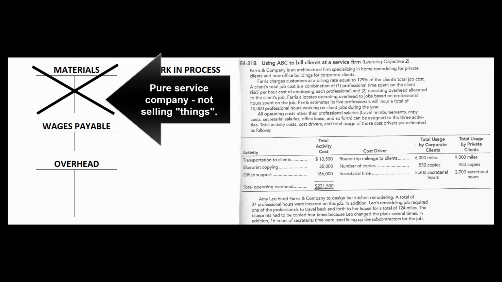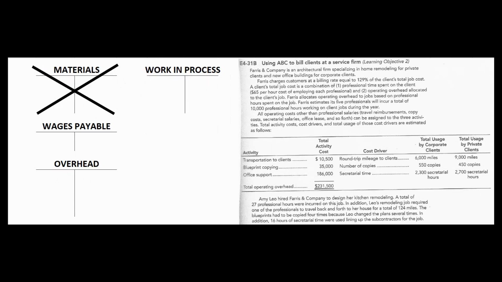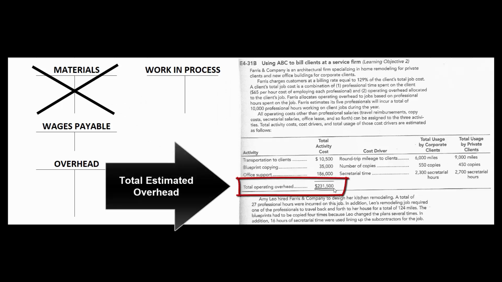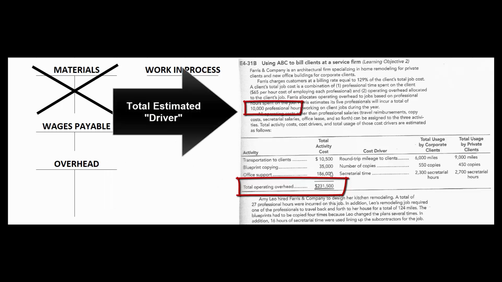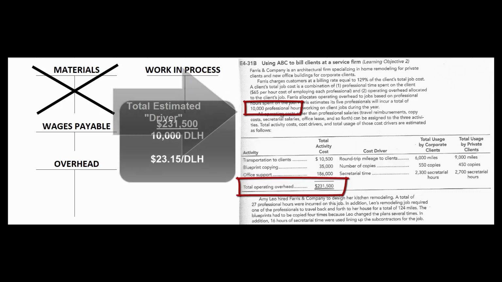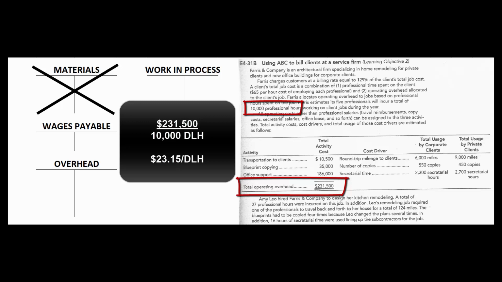If we're just using one rule for one account called overhead, we'll look at the total operating overhead, $231,500. That's the estimated number for the year. And we'll look at our driver, which in this case is 10,000 professional hours. So at the beginning of the year, we'll take the total estimated overhead of $231,500. We'll divide it by the driver of 10,000 professional hours, and we'll get an overhead application rate of $23.15.